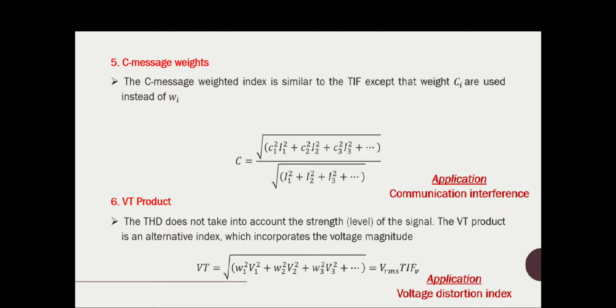So VT product can be written as square root of W1 square V1 square plus W2 square V2 square plus etc. Wn square Vn square, that is up to the order of harmonic component present in your system, that is equal to Vrms into your telephonic influence factor voltage, that is written voltage telephonic influence factor. That is why it is known as VT product.